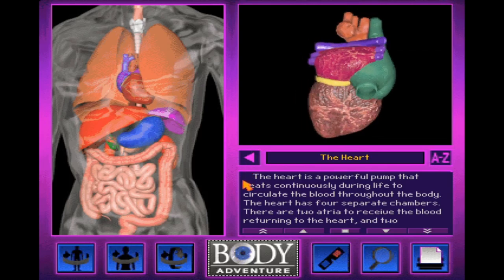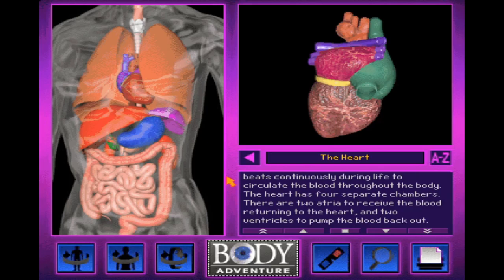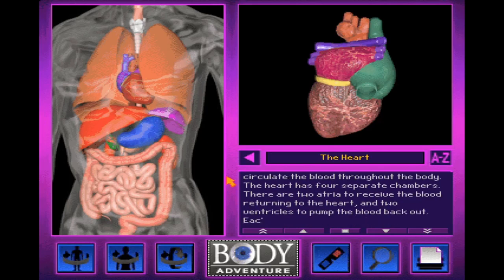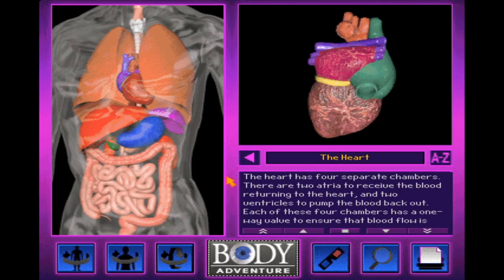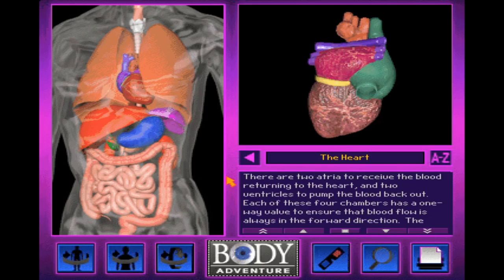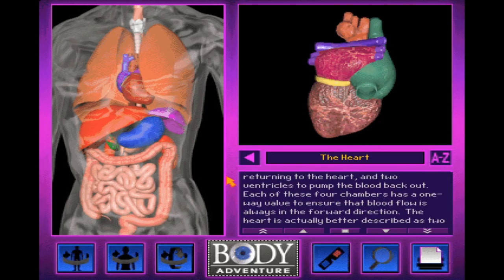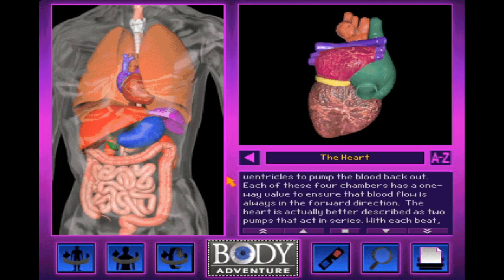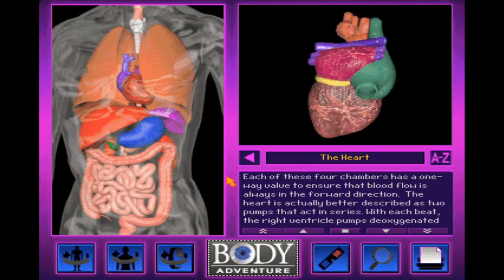The heart is a powerful pump that beats continuously during life to circulate the blood throughout the body. The heart has four separate chambers. There are two atria to receive the blood returning to the heart and two ventricles to pump the blood back out. Each of these four chambers has a one-way valve to ensure that blood flow is always in the forward direction. The heart is actually better described as two pumps that act in series.